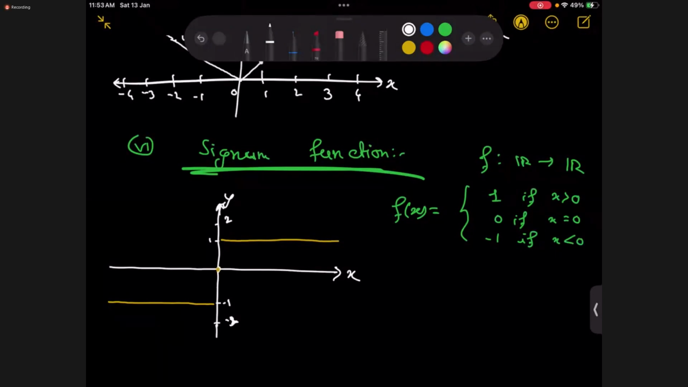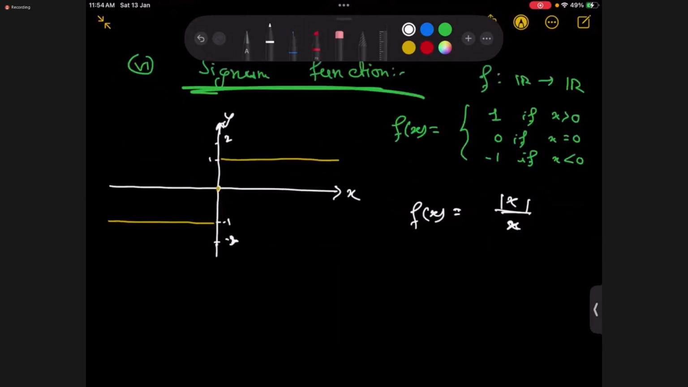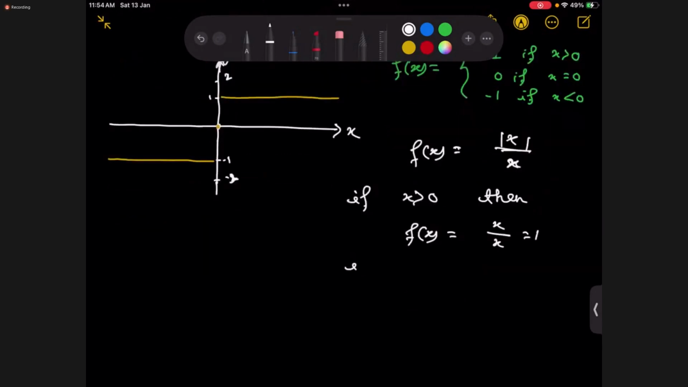Or we can write this f(x) like this: f(x) equals to mod x by x. So clearly you can see that if x is greater than 0, then f(x) equals to x by x, which is equal to 1. If x equals 0, then f(x) equals 0. Why? Because mod x equals 0, so f(x) equals 0.